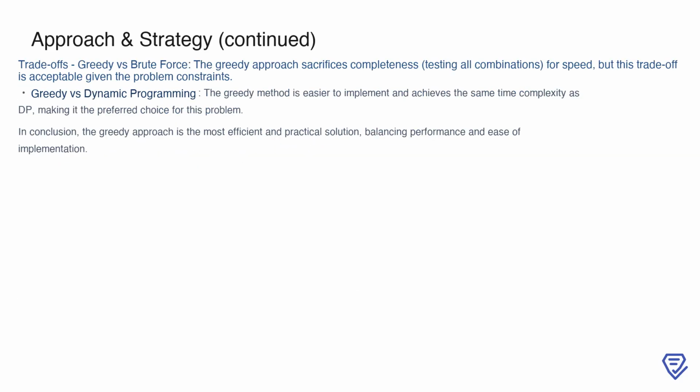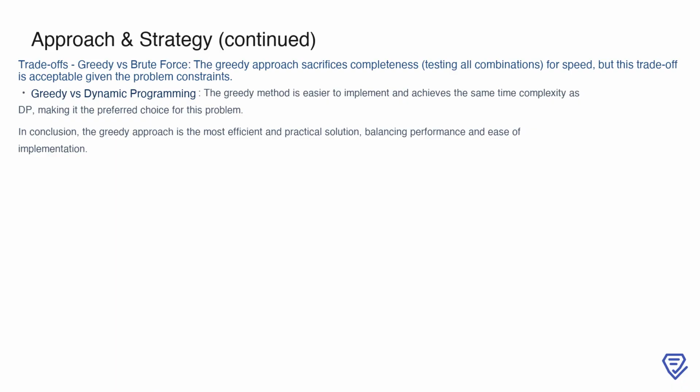When comparing the different approaches, it's important to consider their trade-offs. The greedy method sacrifices the completeness of testing all combinations, as seen in the brute force approach, in exchange for speed and practicality. This trade-off is acceptable given the constraints of the problem, where the exponential time complexity of brute force makes it unfeasible. On the other hand, dynamic programming offers a systematic way to solve the problem but introduces additional complexity without clear performance benefits over the greedy method.